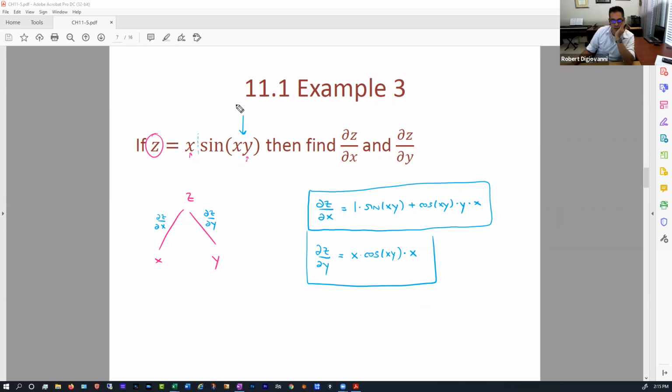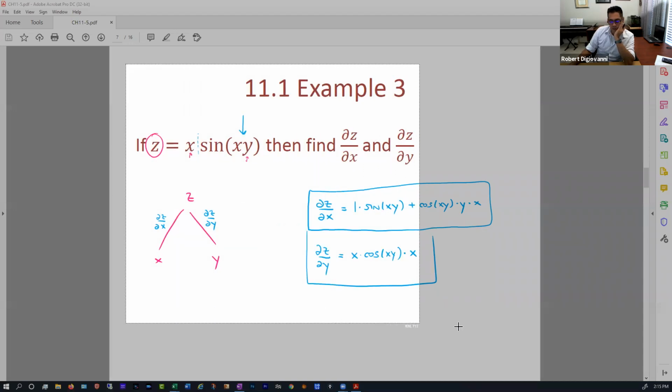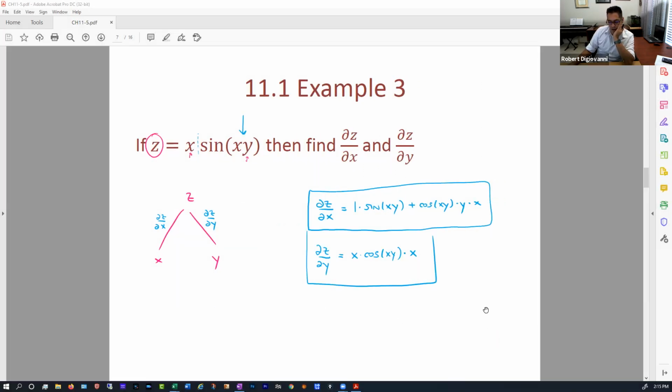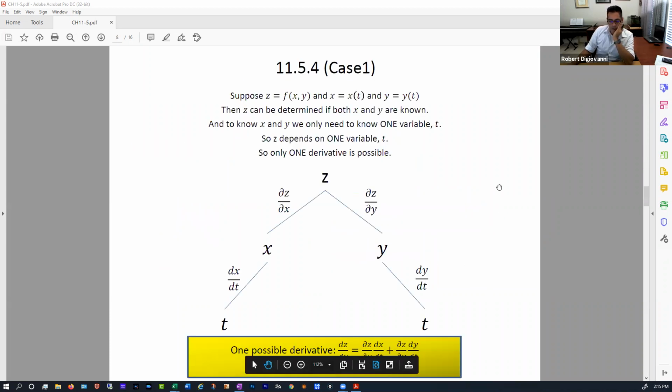Any questions? That's not new yet, right? That's stuff we've done. Okay, well, what about this though? This we haven't seen. What if z is a function of two variables, x and y? So z depends on x, z depends on y, but the x depends on t and the y depends on t. Then think about this. What would you need to know in order to find z?